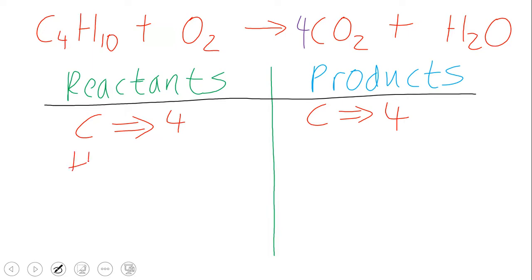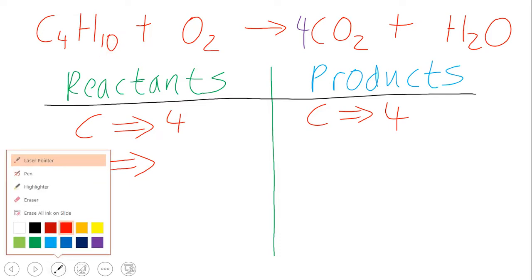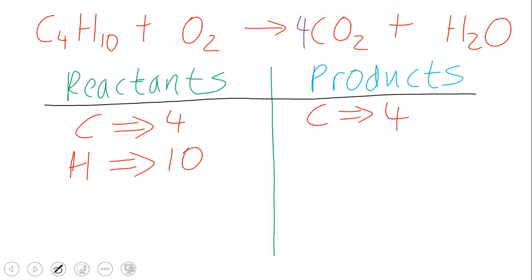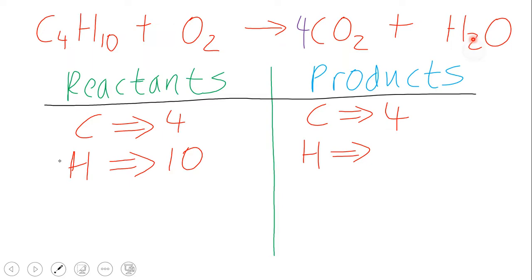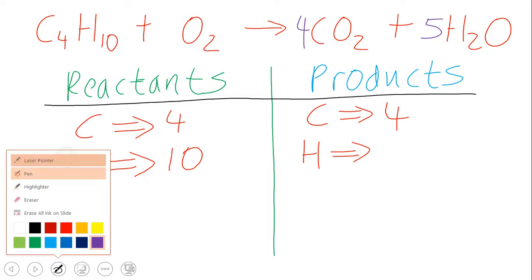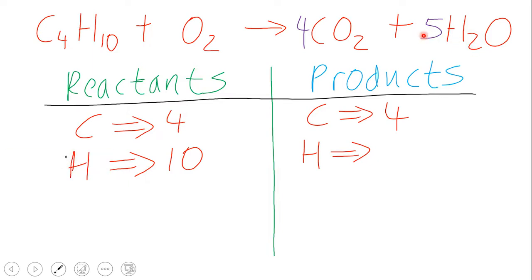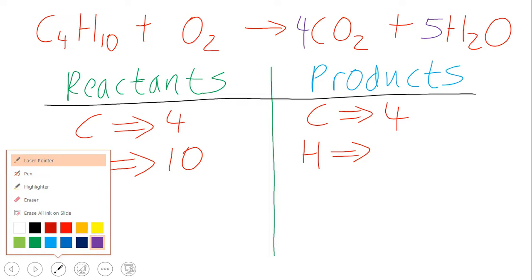Next, we have hydrogen. So let's deal with hydrogen. For hydrogen on the reactant side, we have 10, and for hydrogen on the product side, we only have 2. And so what times 2 is going to give us 10? Because we're trying to make it 10. That's definitely 5. So 5 times 2 is going to give us 10. So we are good right here. So that's 10.